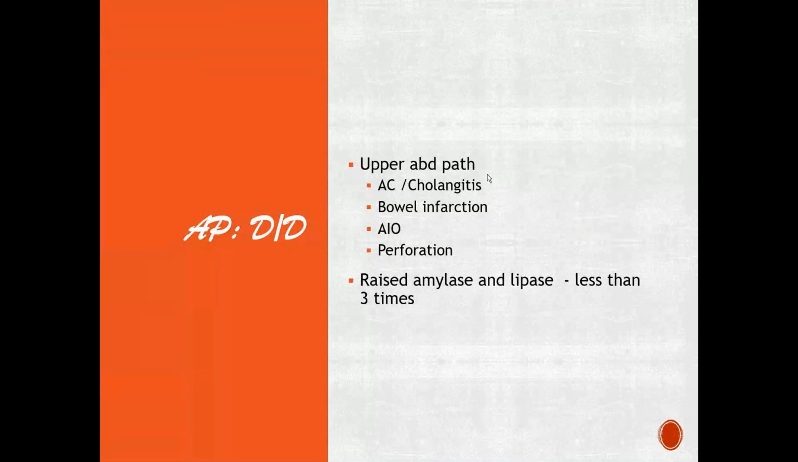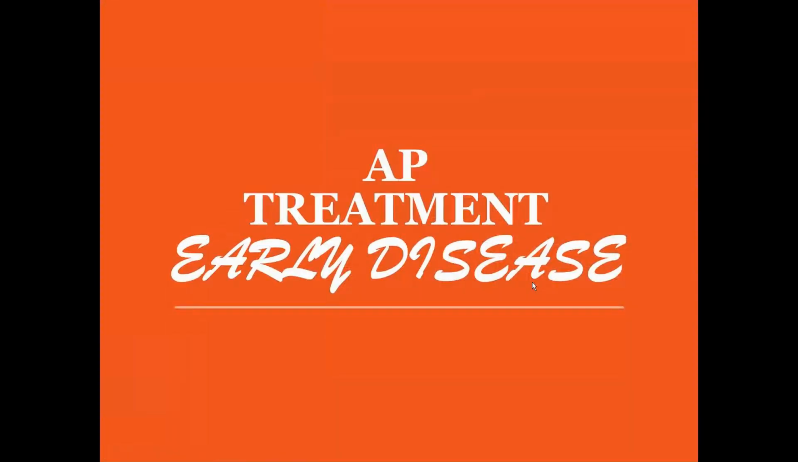So you have a raised level of amylase and lipase more than 3 times. Amylase, remember, in a number of diseases, all these diseases we just mentioned, all of them can have a raised amylase, but lipase is more specific to acute pancreatitis, right? Coming to the treatment of acute pancreatitis, if it is an early disease, what is the early disease?